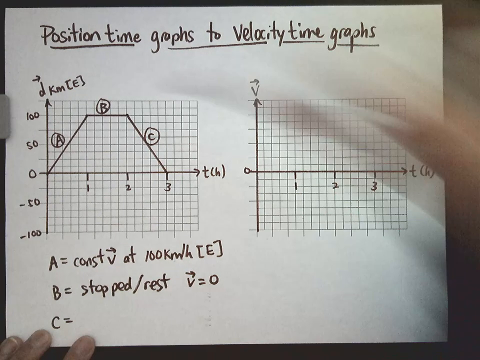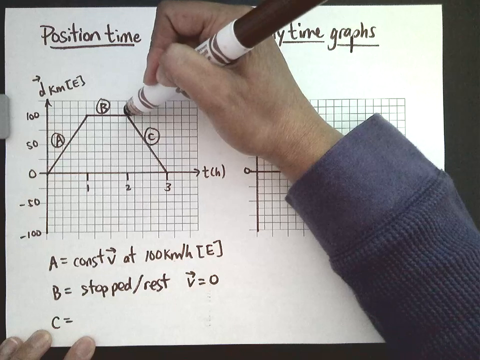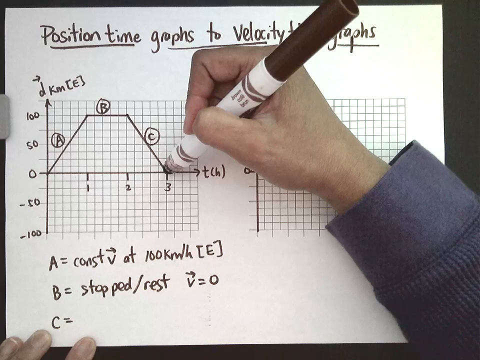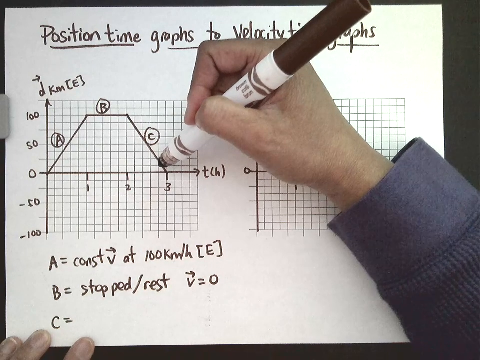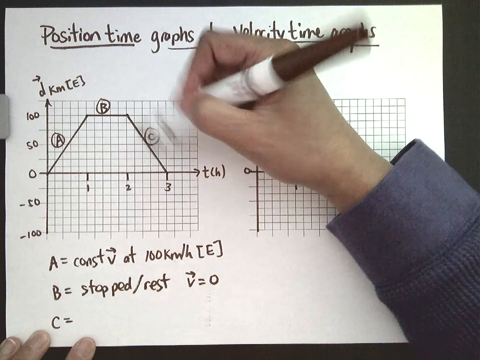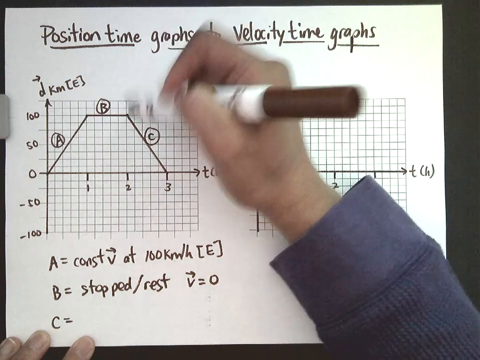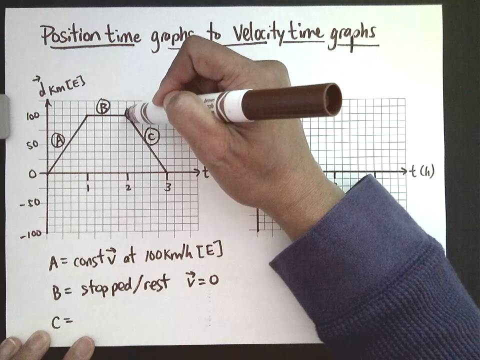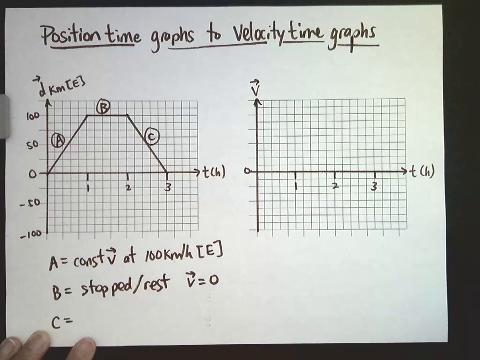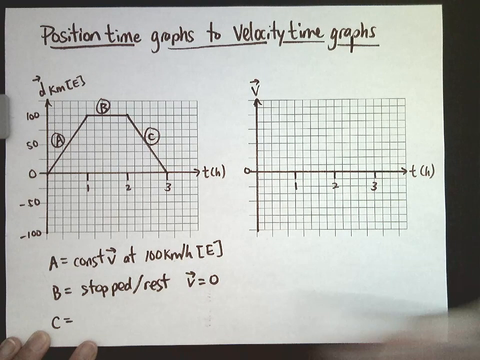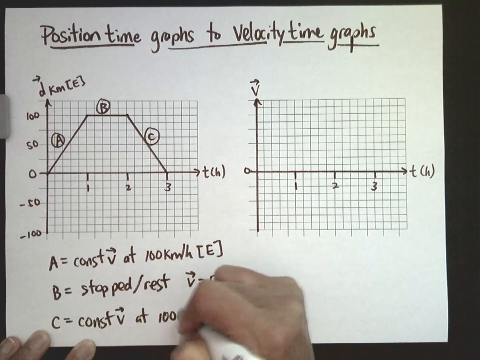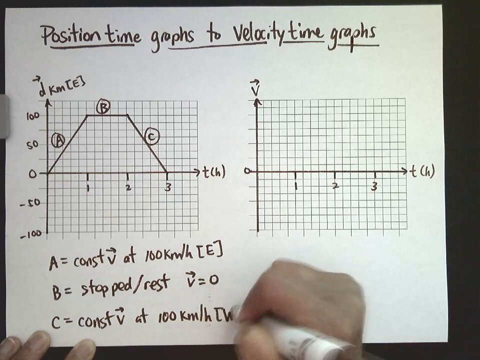In section C, this is the third hour. It's going from 100 kilometers east back to the origin, so back to the start. You'll notice the slope is negative. Therefore, it's just going backwards. It's not going slower, but it's going backwards and it's going in the west direction. So therefore, if you take the slope of this, it's still going to be 100 in 1 hour. So 100 divided by 1 is still 100 kilometers per hour. In this case, it is west. So constant velocity at 100 kilometers per hour west.